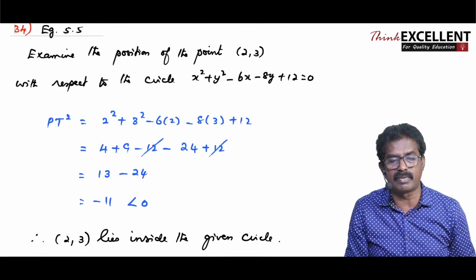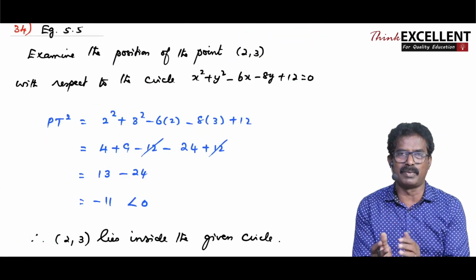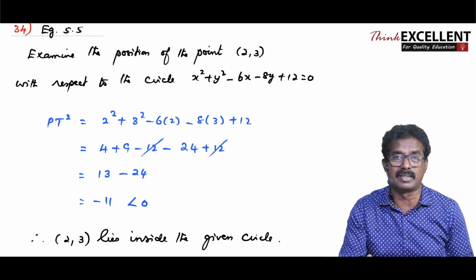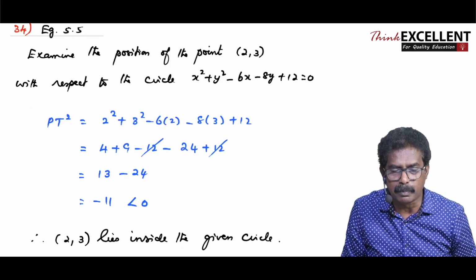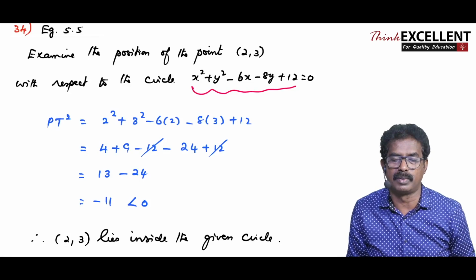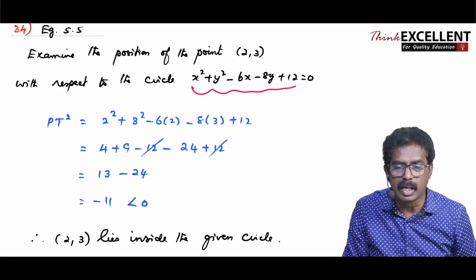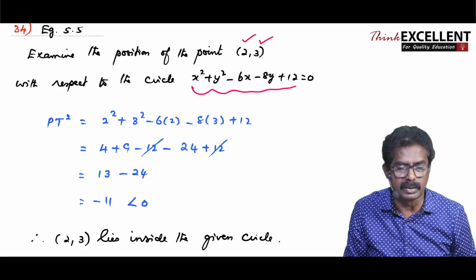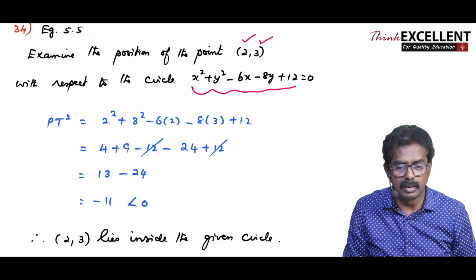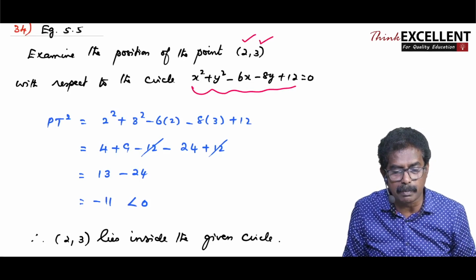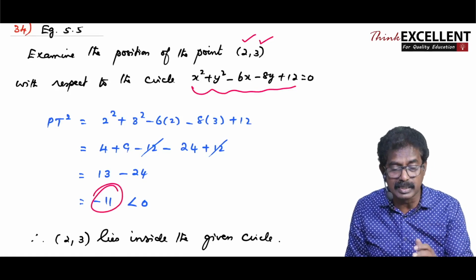Examine the position of the point. You have to say the position, whether it lies outside, inside, or on the circle. Very simple question. Take that point and substitute it in this. Don't write equal to 0. On the left side, for x you put 2 and for y you put 3. Give it some name, like P, if you want. So you are getting -11, which is less than 0.